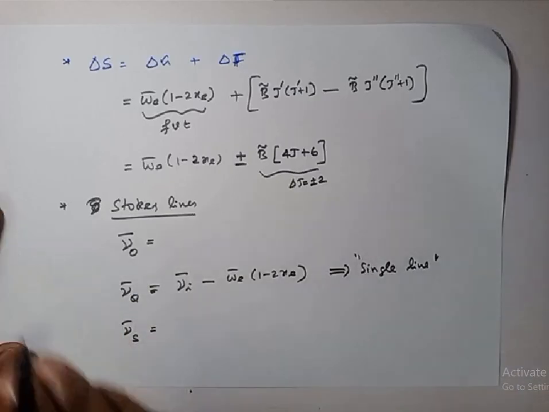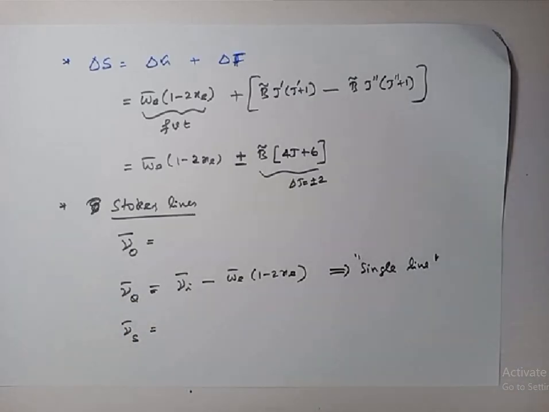Now, we'll go back to the O branch. How the O branch lines will appear. Is this clear to all? Are you able to follow? If you are not able to follow, please tell me, I'll help you.